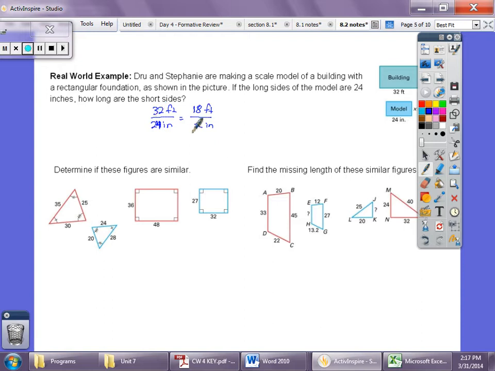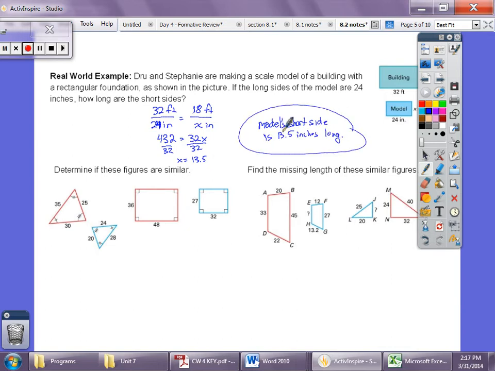So now we can cross multiply to solve this. 24 times 18 is 432 equals 32x, divided by 32. x equals 13.5. So the model's short side is 13.5 inches long. Now we can determine if these figures are similar.